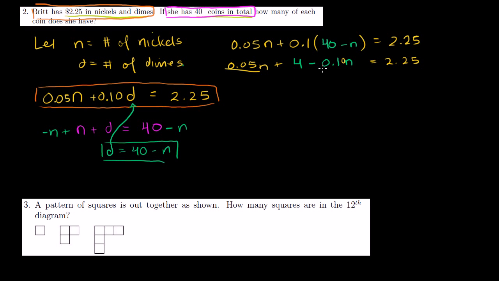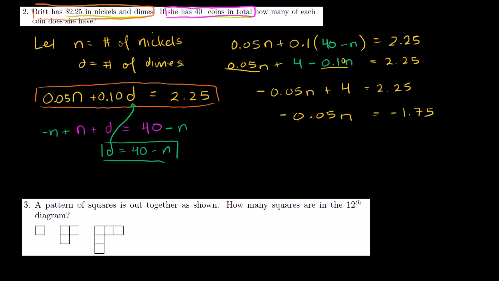If you take those two terms, you're actually going to get a negative 0.05 n, right? 0.05 minus 0.10. This is twice as big as that, so it's going to be a negative number, plus 4. So I still have that 4 is equal to $2.25. Now I can subtract 4 from both sides of this equation. I get negative 0.05 n is equal to, if you subtract 4 on the left, that 4 goes away. You subtract 4 over here. 2.25 minus 4 is negative 1.75. Right?